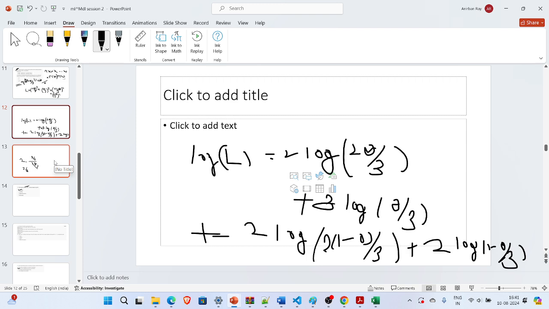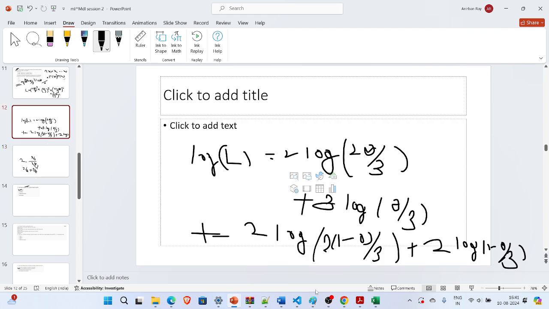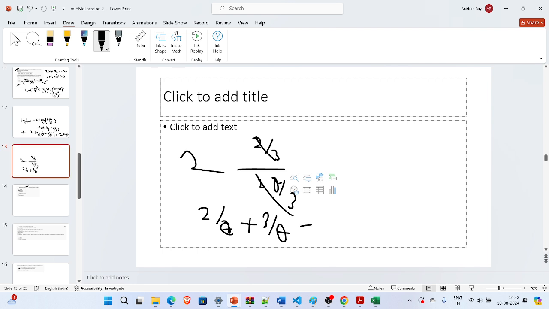Next is 3 by theta. Not able to write it very properly. Let's try again. Next, this will come below, and then taking the derivative, minus will come out. So it will be minus 2 by 1 minus theta, or you can write it as 2 by theta minus 1. Let's correct again.